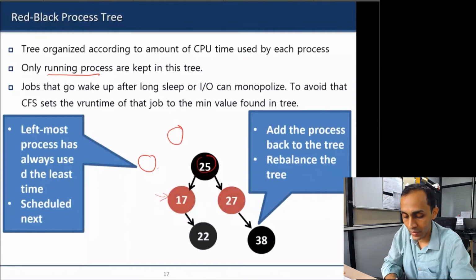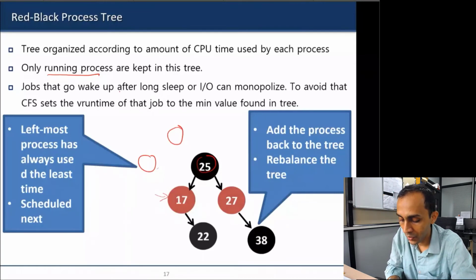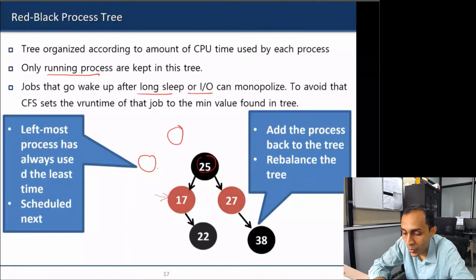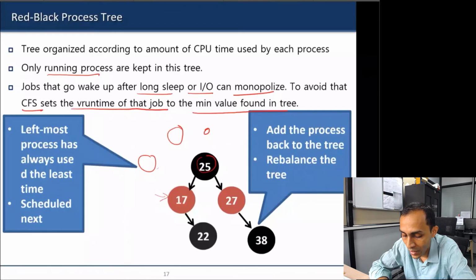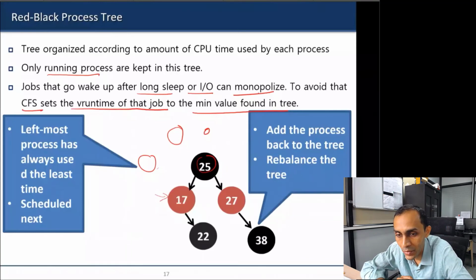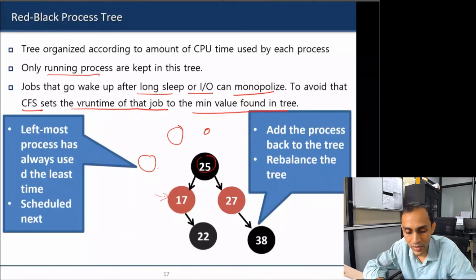And let us say a job wakes up after a long sleep or an IO. Then again, as we have said in stride scheduling, it can monopolize because it will have a zero or very low virtual runtime. To avoid that, CFS sets the virtual runtime of that job to the minimum value found in the tree. Whatever the minimum value is, it will adjust the virtual runtime of that job to that minimum value, in order to avoid that job monopolizing the CPU for the next few decisions. Of course, that also has a trade-off. That has a problem, but that is the way CFS does it.